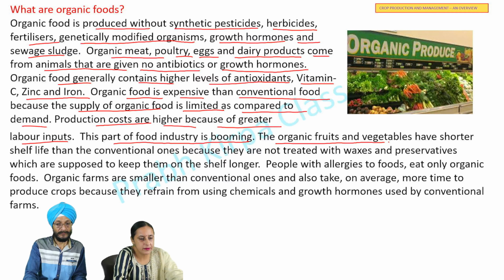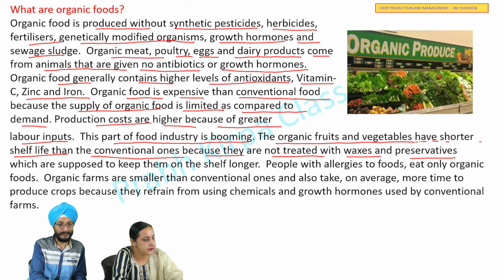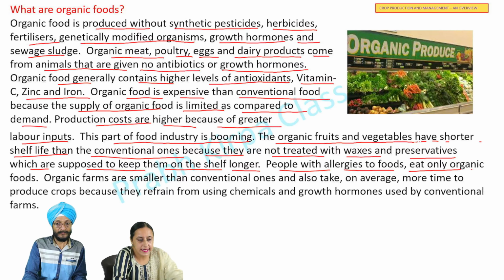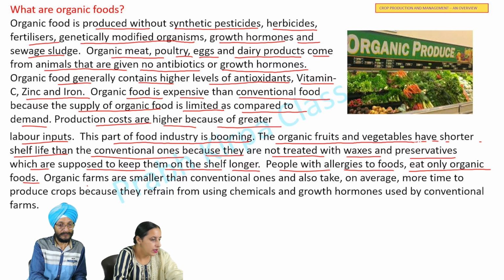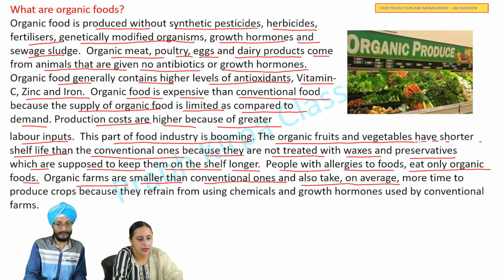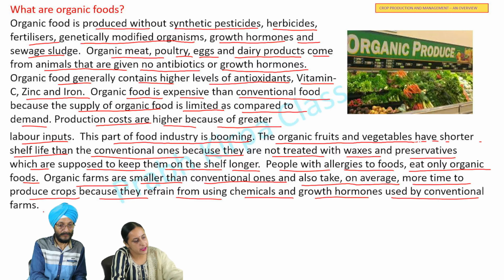The organic fruits and vegetables have shorter shelf life than the conventional ones because they are not treated with vaccines and preservatives, which are supposed to keep them on the shelf longer. People with allergies to food eat only organic foods. Organic farms are smaller than conventional ones and also take, on average, more time to produce crops because they refrain from using chemicals and growth hormones used by conventional farms.